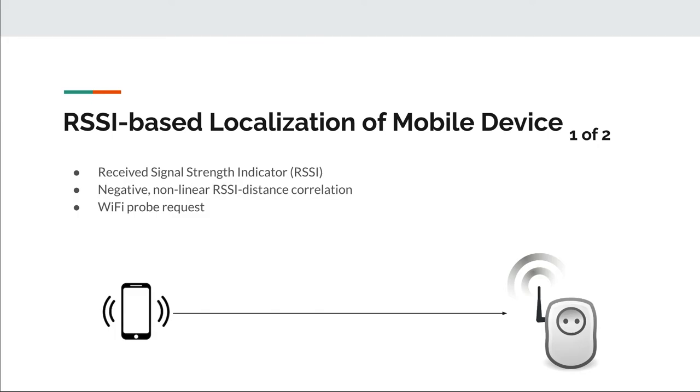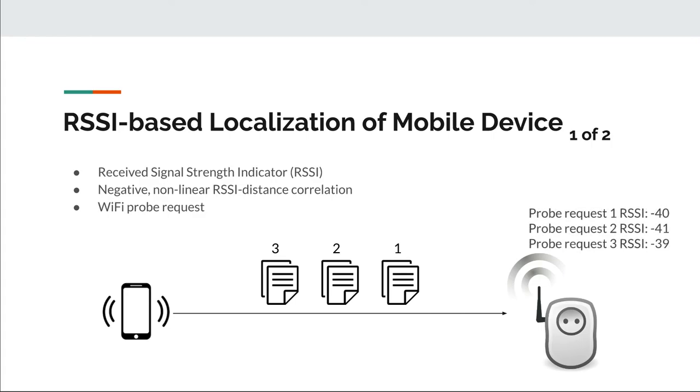And luckily, this is exactly what's happening all the time if a mobile device has its Wi-Fi on. When the Wi-Fi is on, the mobile device constantly sends something called a Wi-Fi probe request. It sends this Wi-Fi probe request in order to make a connection with an access point. And it's fairly easy to capture these probe requests on a sensor, and we can read the RSSI measurement from each probe request on the sensor.